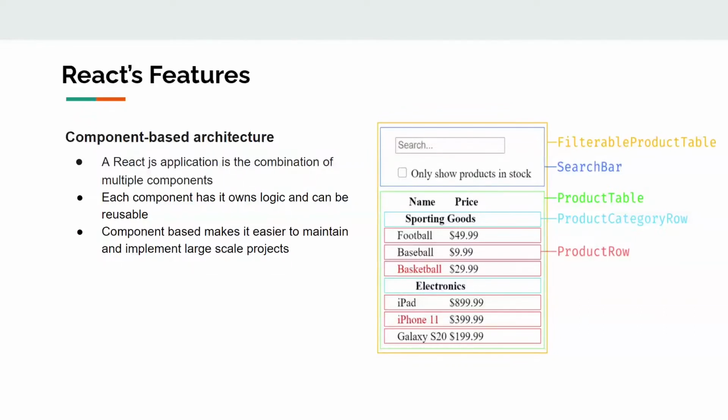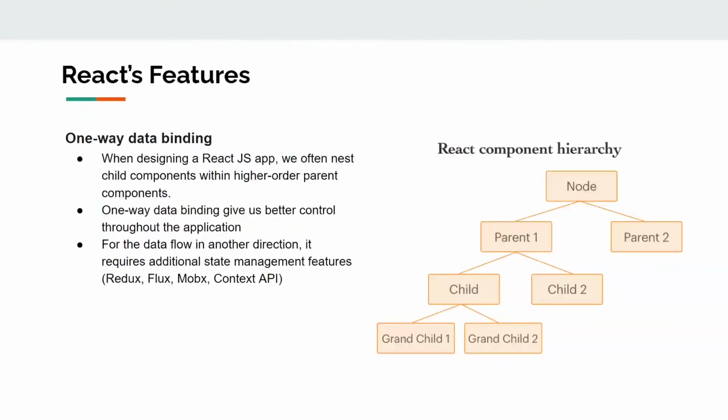It has search bar and product table as the children components. Product category row and product row are also nested inside the product table. We also can take any component here and reuse them anywhere else on the app. Component base makes it easier to maintain and implement large scale projects.